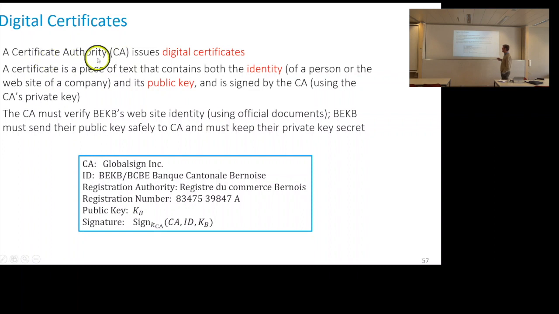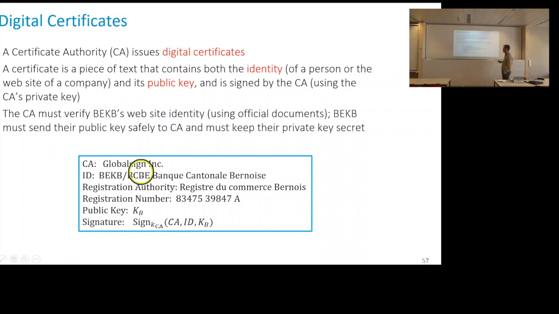that have public keys. Let's start with that. So the certificate authorities will contain a text that certifies that the public key is really that of the bank and not of somebody that pretends to be the bank.